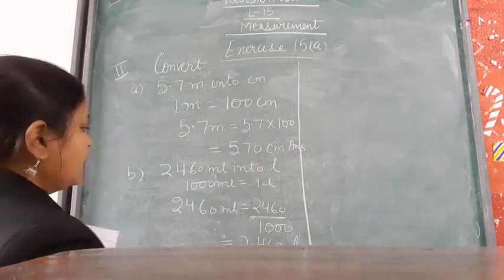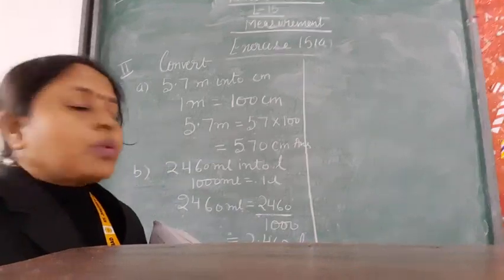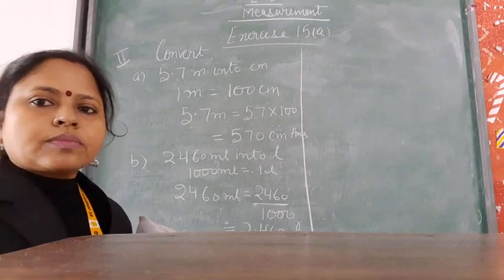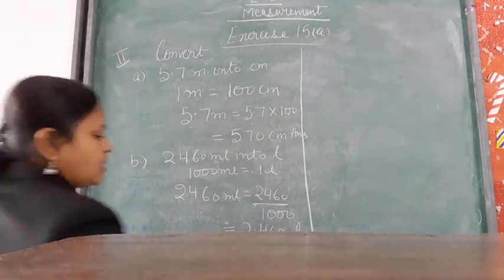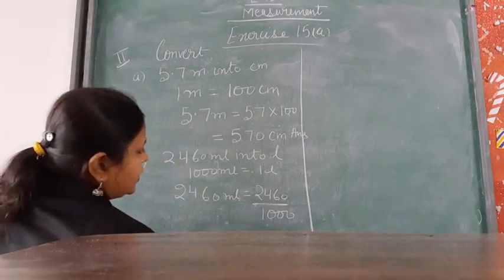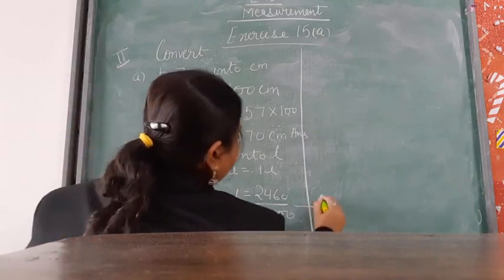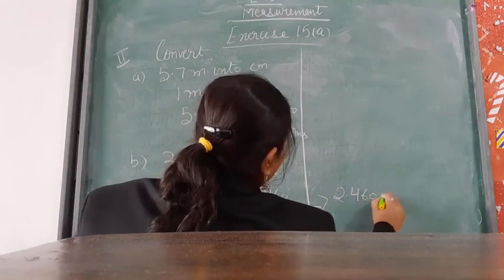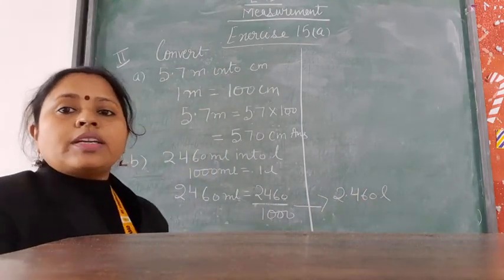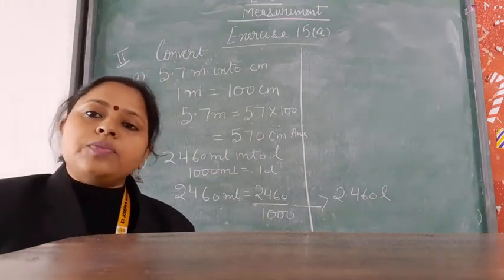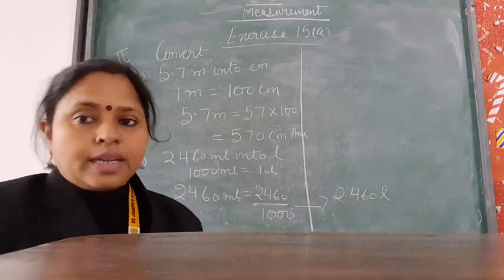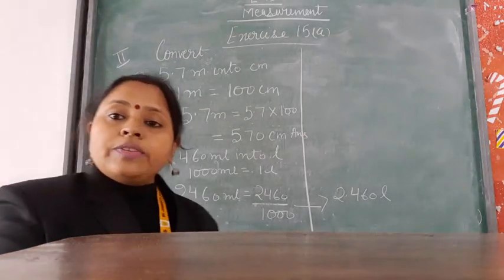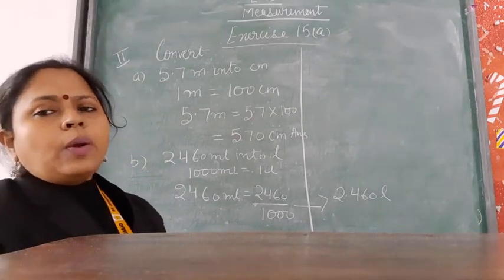So our answer is that 2460 milliliter is equal to 2.460 liter. I hope you have understood how to convert one unit of measurement into another unit, right? So this way we come to the end of our revision session, and now let us do some of the questions for the homework.